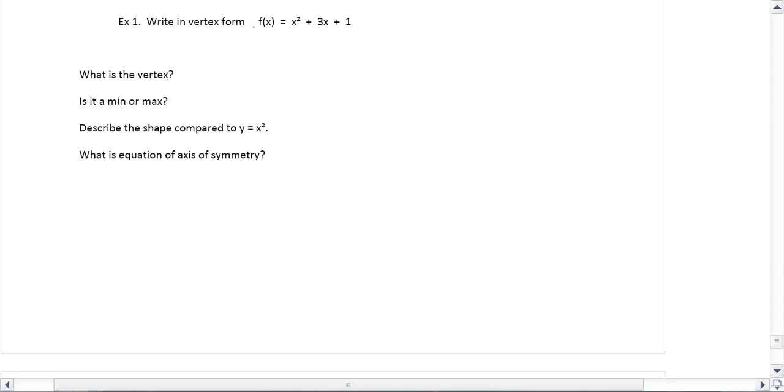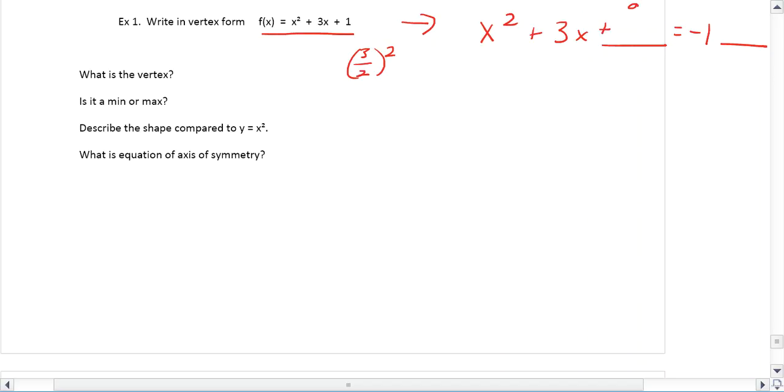In this example, we are asked to take this standard form for a quadratic and write it into vertex form. And the strategy we just learned on the previous screen was that we need to complete the square. So let's set up this quadratic for completing the square. I'm going to leave a blank and bring that 1 over to the other side as a negative and put a blank there. Cutting this 3 in half and squaring it would complete the square. So 3 halves squared, I would be adding a 9/4 to both sides.